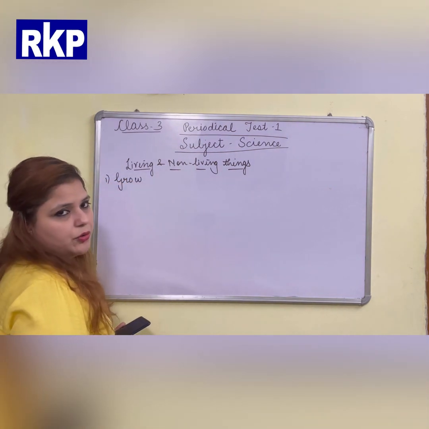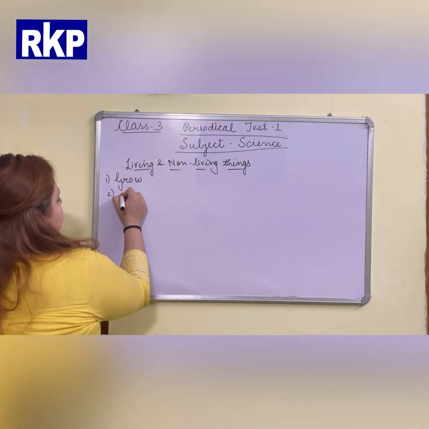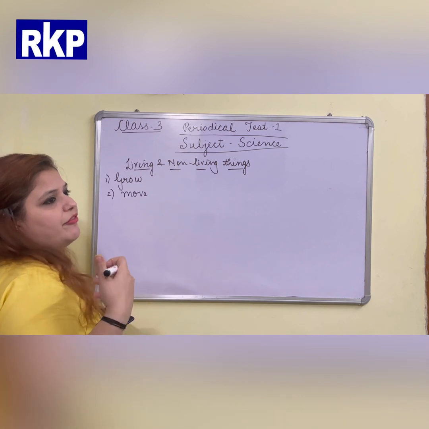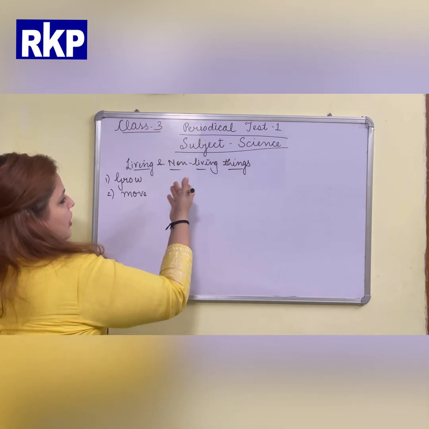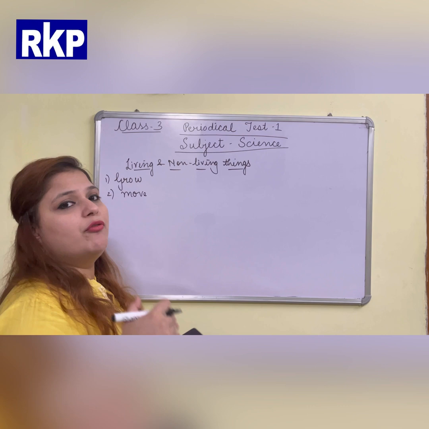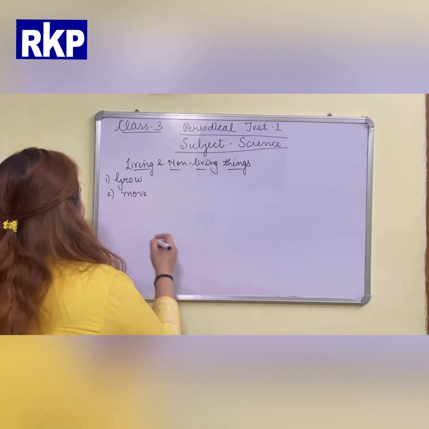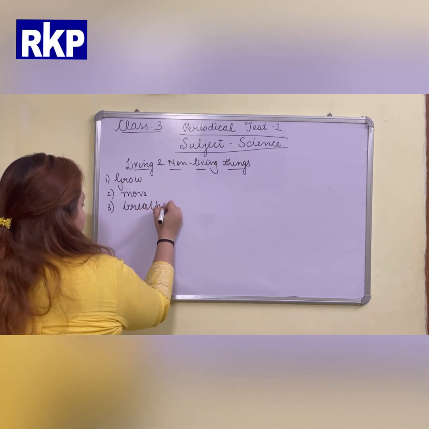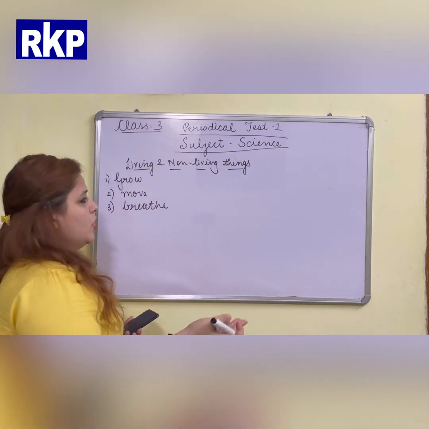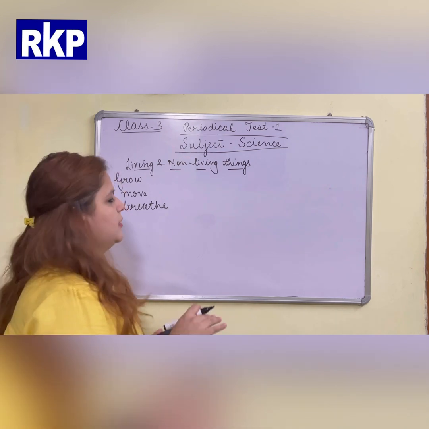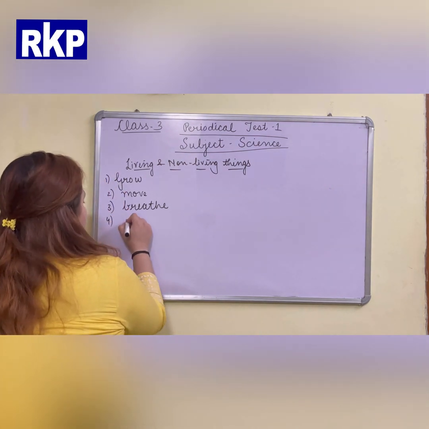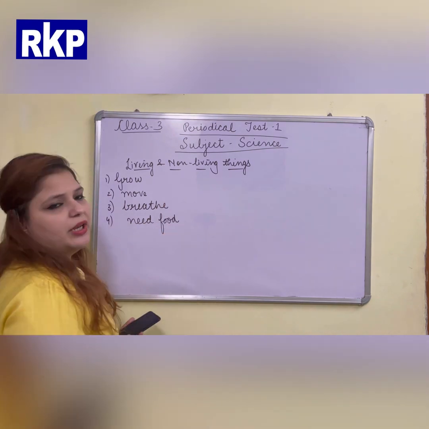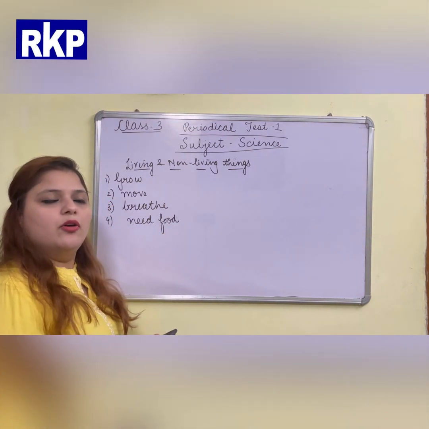Non-living things do not grow and develop. Second, living things can move on their own; no one has to apply force to move them. But non-living things cannot move on their own. Third, living things breathe, means they need air to live. They take in air and give out air. Non-living things do not breathe. Fourth, living things need food and water, but non-living things do not need food and water.